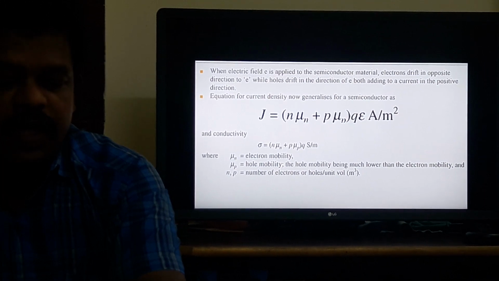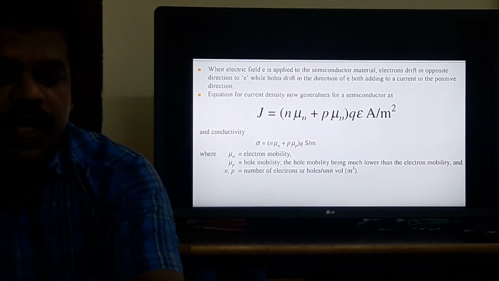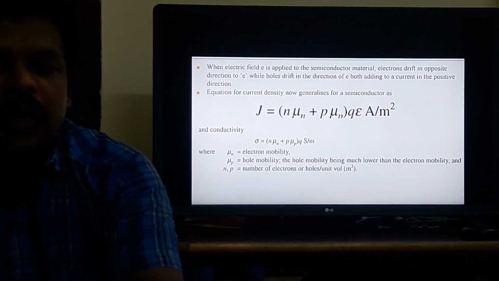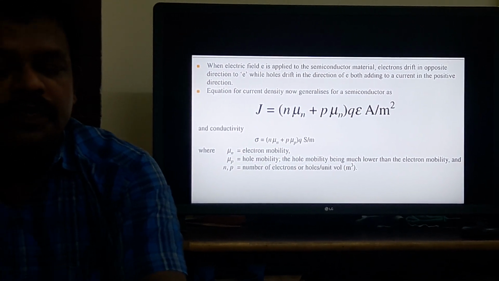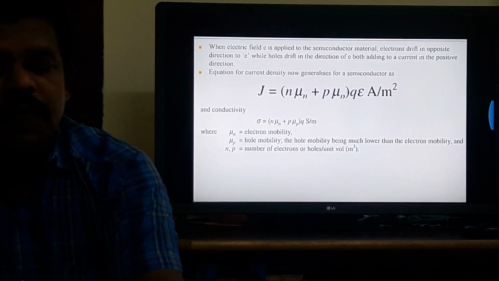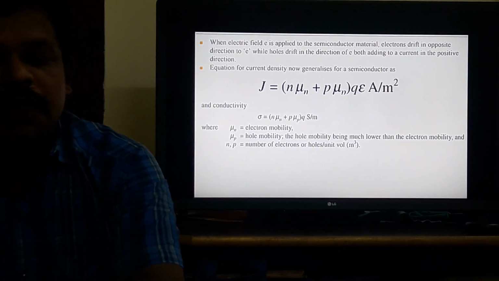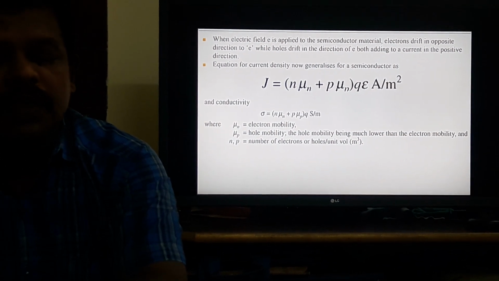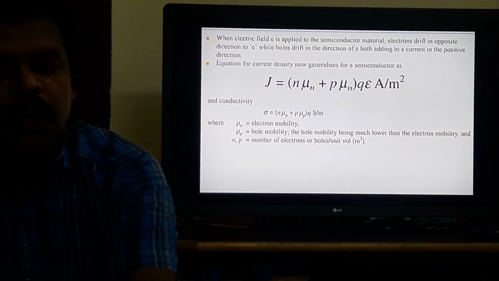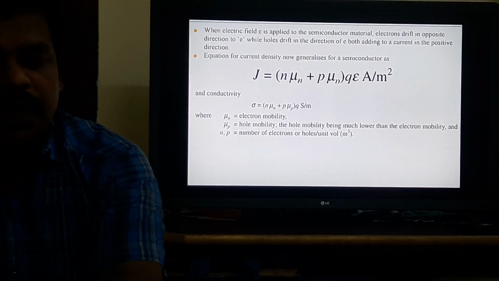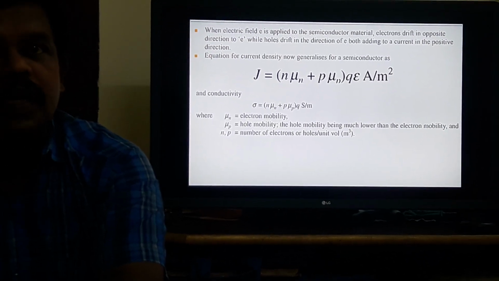The equation for current density is J equal to (n μn plus p μp) q E, and conductivity sigma is equal to (n μn plus p μp) q, where μn is electron mobility, μp is hole mobility, and n, p are the number of electrons and number of holes.